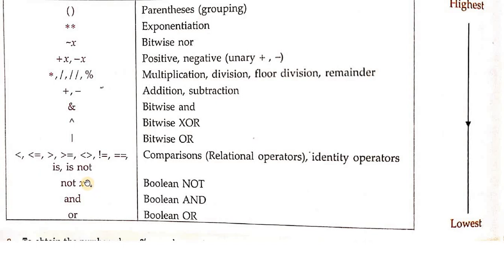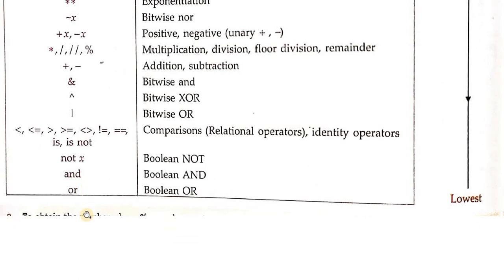Next are the Boolean operators: not, and, or. Look at the logical operators. This is the order of evaluation of logical operators. If not exists in an expression, not will be evaluated first, then and will be evaluated, and then or will be evaluated. So in logical operators, not has higher priority than the other two, then and, then or. This is the order of evaluation of logical operators.